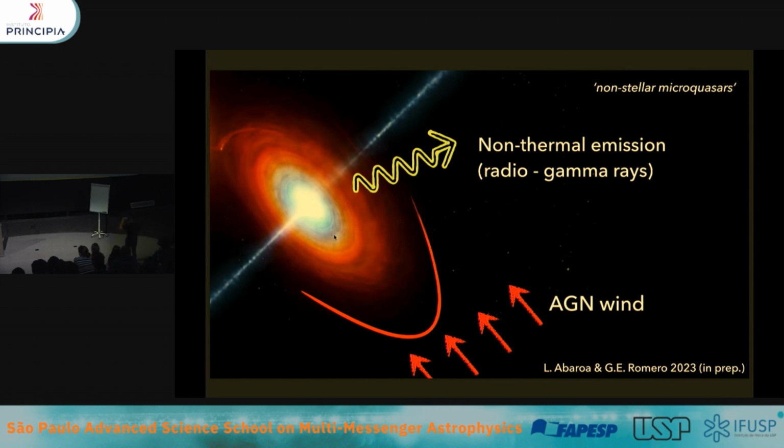So this is what we are doing now, and we like to put names on new things. So we called supercritical colliding wind binaries the previous system that I have shown you, and we have called these systems non-stellar microquasars, because in a microquasar we have something like this, but with a companion star. And here we don't have a companion star, we have just the AGN wind. So this is the basic idea.